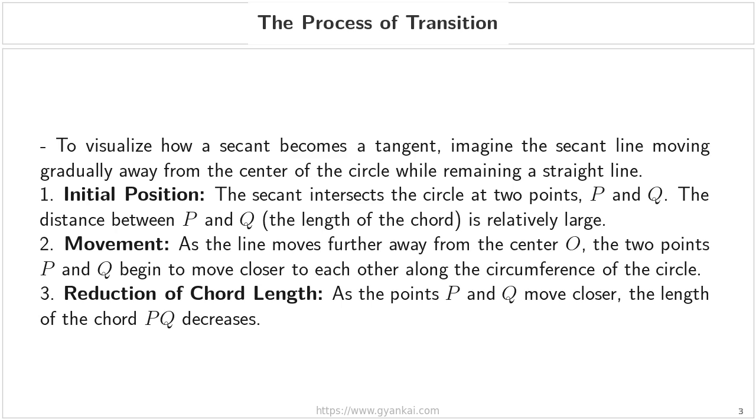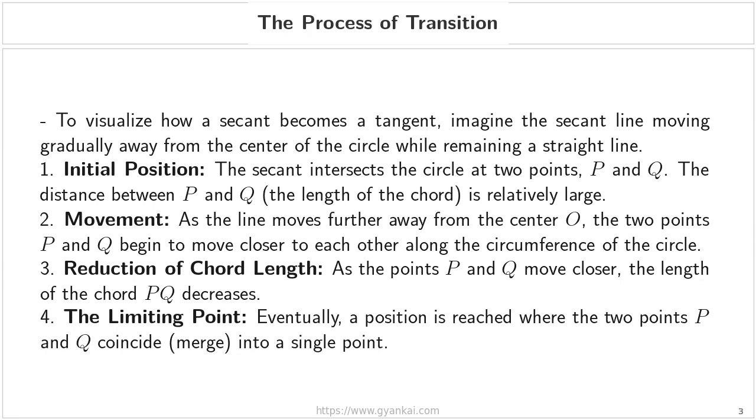Third, notice the effect on the chord. As these 2 points, P and Q, move closer together, the length of the chord, PQ, is steadily decreasing. The gap between them is shrinking. Fourth, we reach what we call the limiting point. If we continue this movement, we eventually reach a specific position where the 2 points, P and Q, no longer exist as separate entities. They coincide or merge into one single, solitary point.